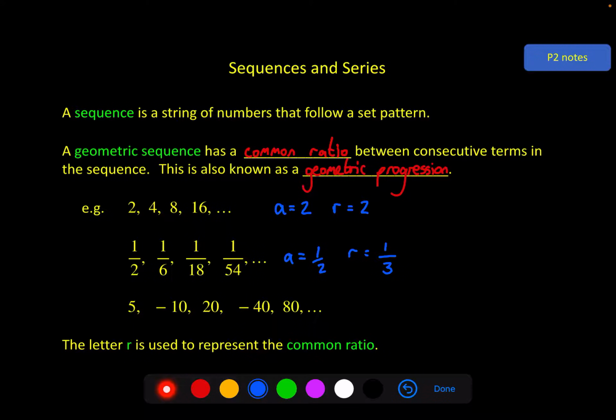Another way to think of this ratio is by taking any term in the sequence and dividing by the one before it. So 1/6 divided by 1/2 would give you 1/3. And the last one, just to show that you can also have a negative ratio, a is 5 here, and the common ratio here is -2.